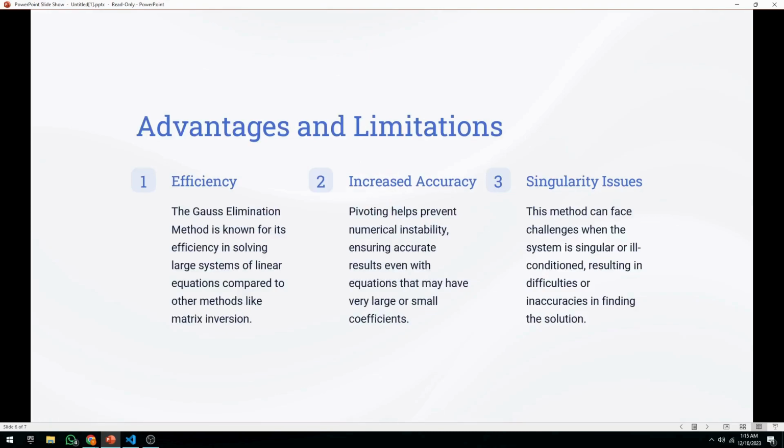We have advantages and limitations. So basically, if we talk about the advantages and limitations of the Gauss elimination method, it is best known for its efficiency. It is efficient in solving large systems of linear equations compared to other methods, and we have increased accuracy in the Gauss elimination method.